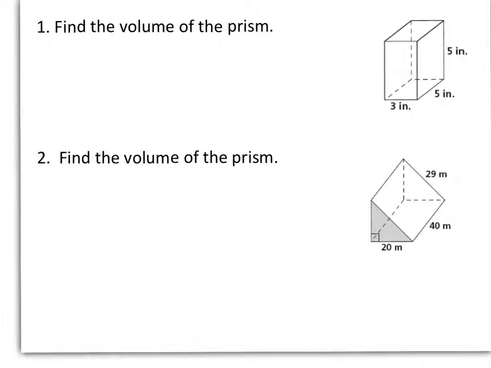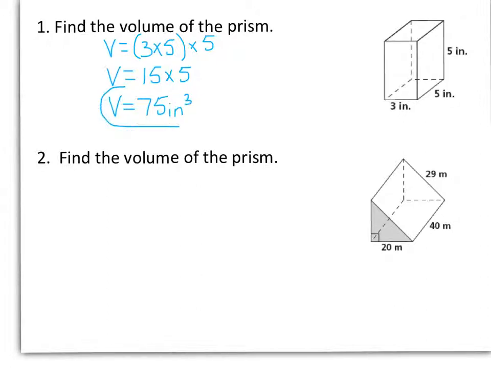In example 1, we want to find the volume of the prism. So remember, volume equals area of the base. So in our first example, that's 3 times 5, because it is a rectangle, times the height, which is 5. 3 times 5 is 15. So we have 15 times 5, or 75 inches cubed. So for volume, our answers will all be units cubed, or to the third.